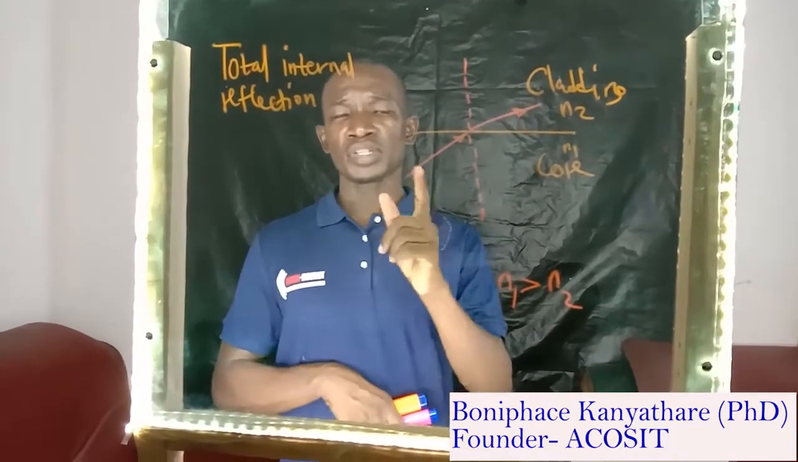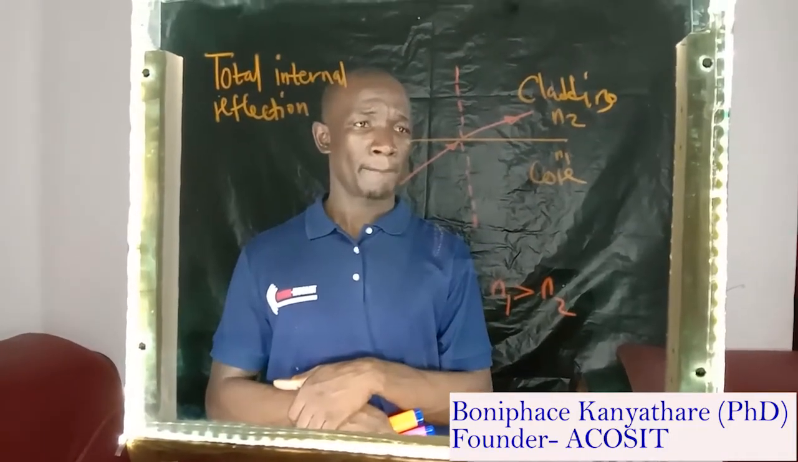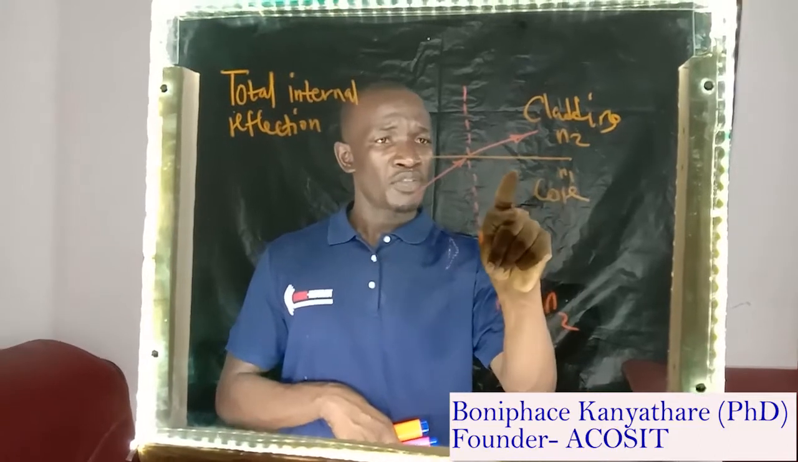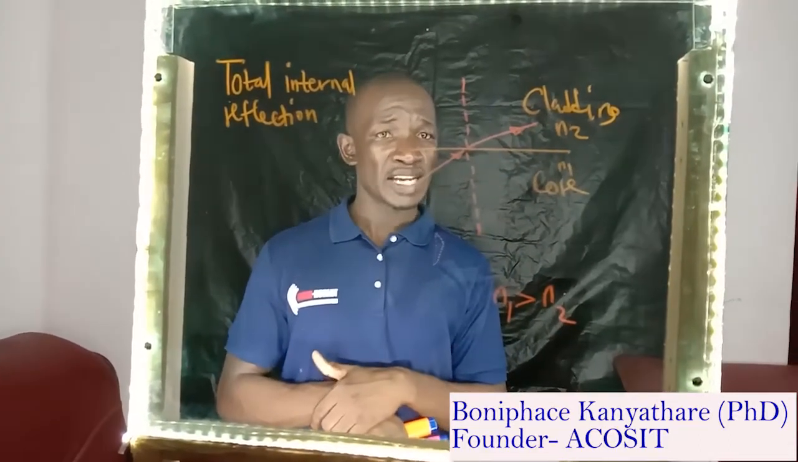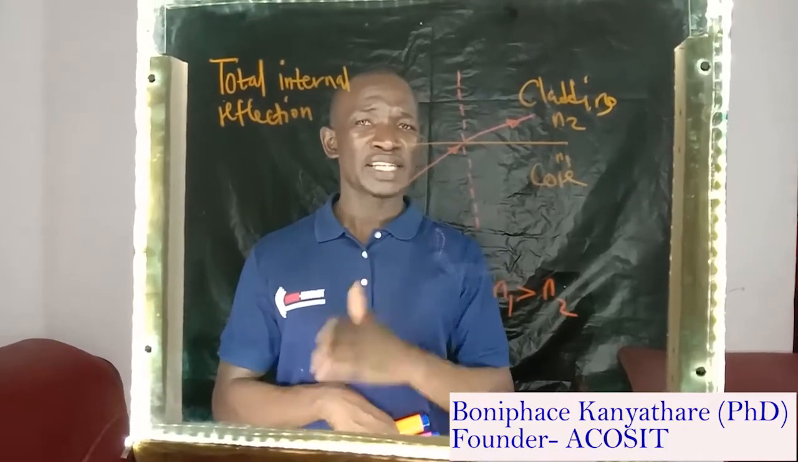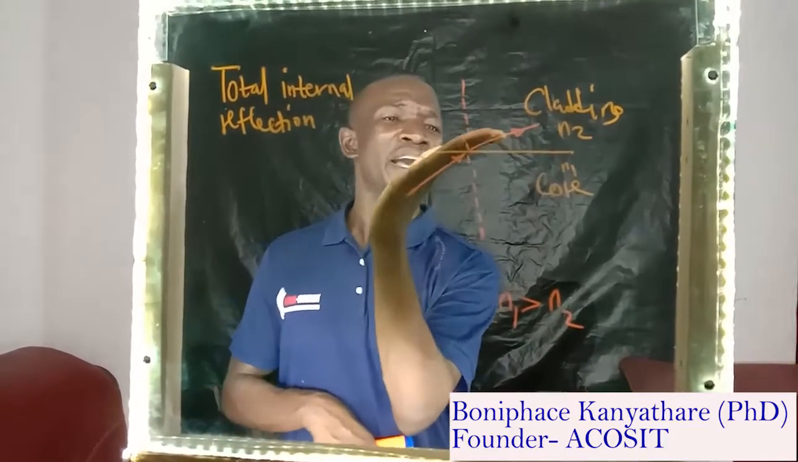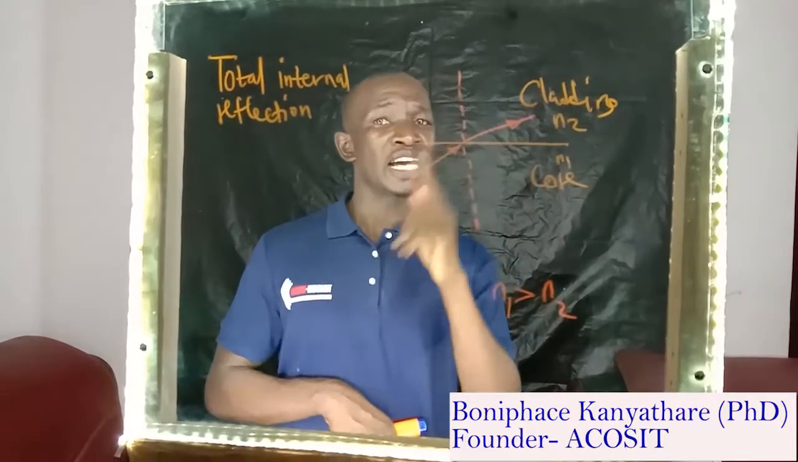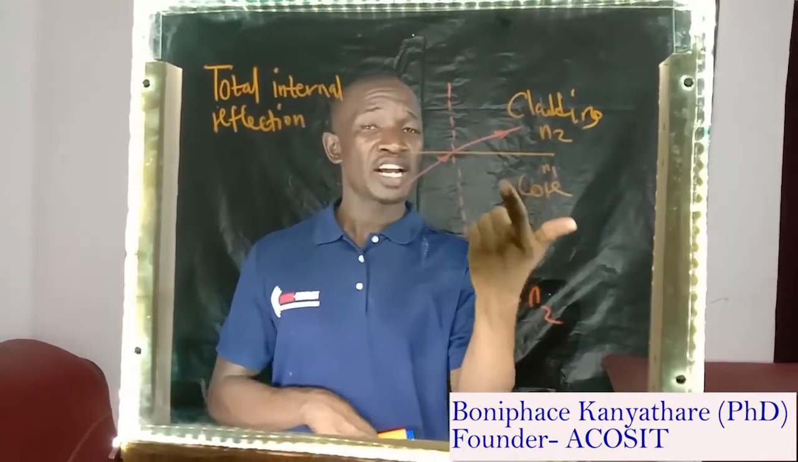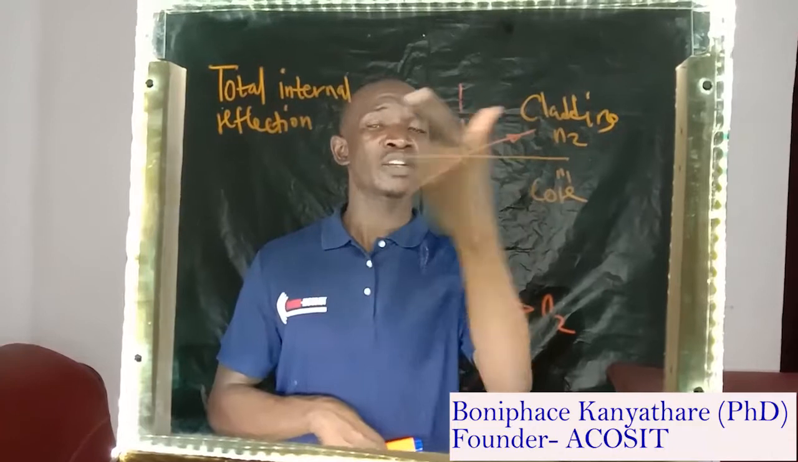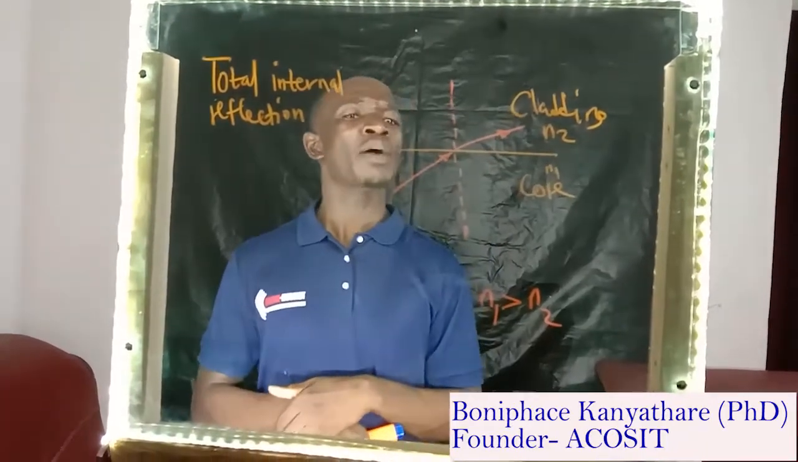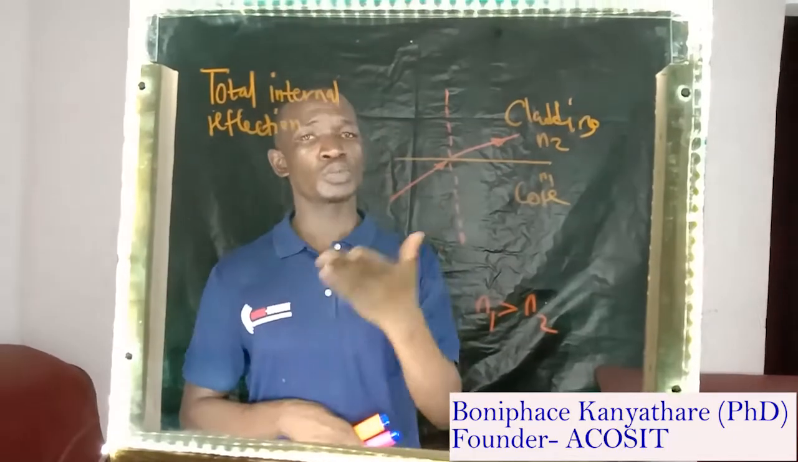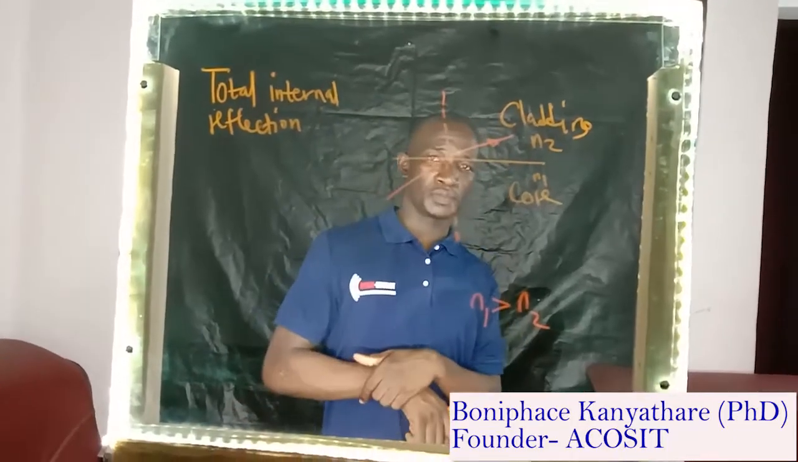One thing that is important for us to understand is that the principle of the refractive index of the core being greater than that of the cladding is the one that actually enables our ray to bend towards the interface, and that is what we want. If the refractive index of the core is less than that of the cladding, our ray will not bend towards the interface. It will bend away from the interface, and that is not good for fiber optics communication.